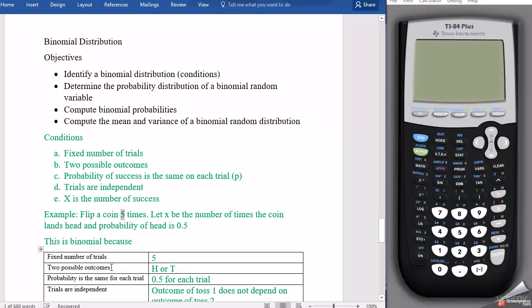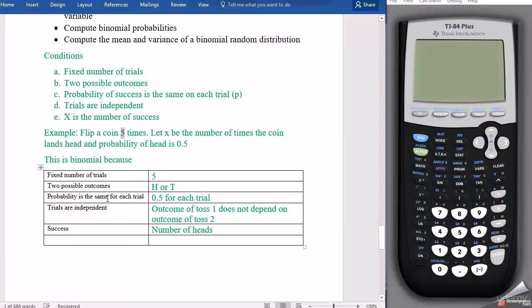Then two possible outcomes. What do we get when we flip a coin? Two options, head or tail. So we have only two options, so that's good. Then the probability of success is 0.5 and it remains the same throughout the trials. And then trials are independent, of course. If you toss a coin and get a head the first time, the second time you are tossing it, what you get has nothing to do with what you got the first time. Okay, so they are independent. Then success, in this case, we are interested in the number of heads. So the conditions you can see are met. So this is a binomial random variable or distribution.